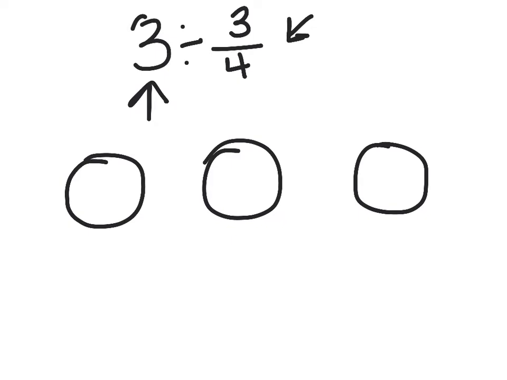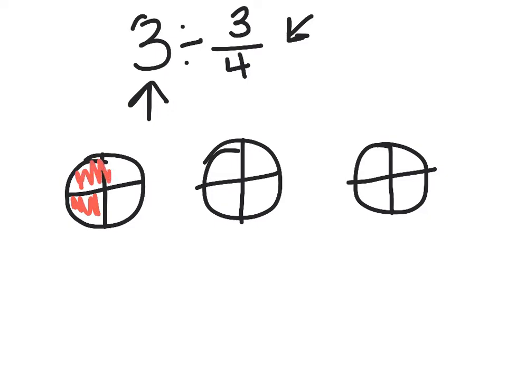So I'm going to split my 3 wholes into fourths. Do it just like this. And now you can see that while I still have 3 wholes, I have split them into fourths. Next, I want to see how many groups of 3/4 I can get out of the 3 wholes. So if I color them in, I can see here's one group of 3/4. Here's another group of 3/4. I have a third group of 3/4.